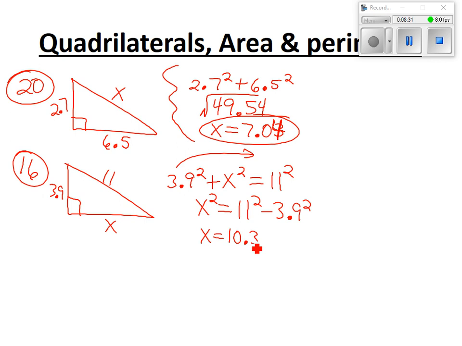Does it make sense for it to be 10.3? Yeah, it does. Explain to me. It's smaller than the hypotenuse. All right, so it's one of the legs, so it should be less than 11. If it's not less than 11, then we messed up somewhere.